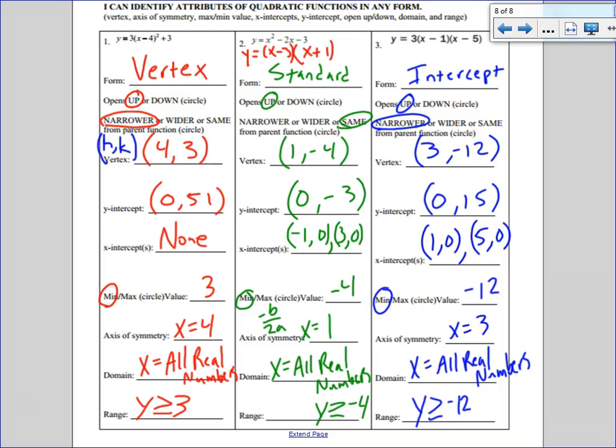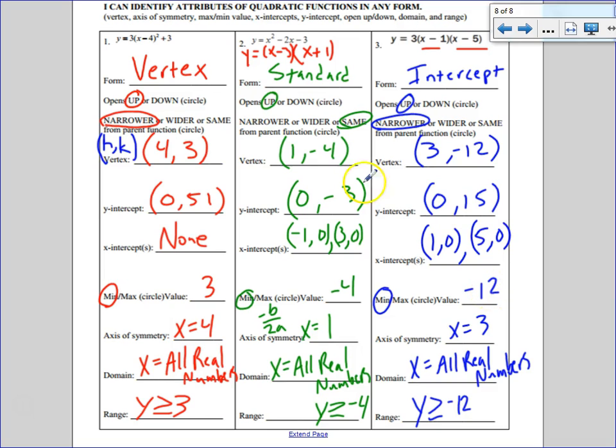And then the intercept form, we know it opens up since the a value is positive 3, so it's going to be narrower. Vertex we could find after we find the x-intercepts. X-intercepts are 1 and 5. And so the vertex will be halfway in between there. Our axis of symmetry will be 3, halfway between 1 and 5. Plug 3 in, and we get our vertex. Our y-intercept we can find by plugging 0 in. And our minimum value goes along with our vertex. Domain is all real numbers, and our range is greater than or equal to negative 12. If the graph opened down, our range would be all values less than that maximum.